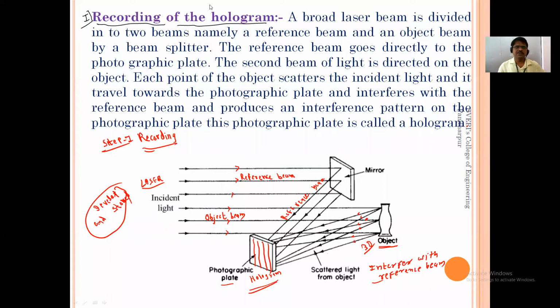Recording: a broad laser beam is divided into two beams, namely a reference beam and an object beam, by a beam splitter.